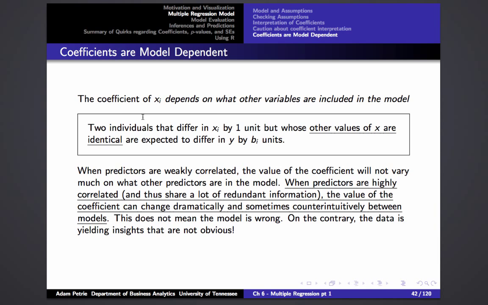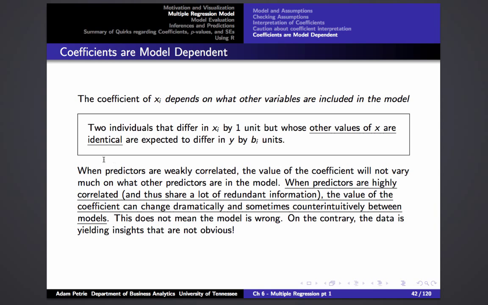But this makes sense because remember the interpretation of that coefficient is that two individuals that differ in x by 1 unit, but whose other values of x are identical, are expected to differ in y by b1 units or bi units. So if we change our model up and the other values of x are now different from model to model, well, it stands to reason that maybe the expected difference in y between them is also going to change. Depending on what we are accounting for and not accounting for, the expected difference could vary quite a bit.